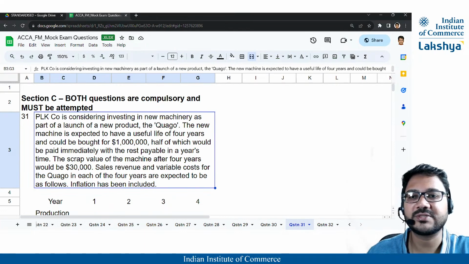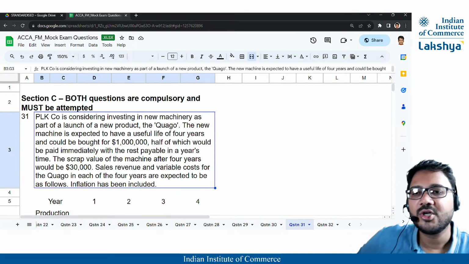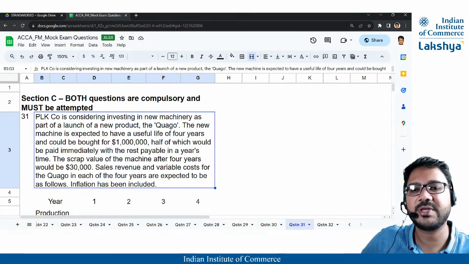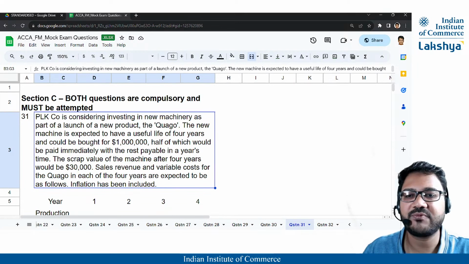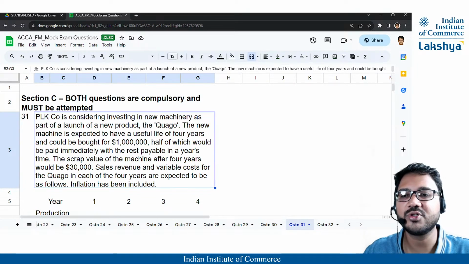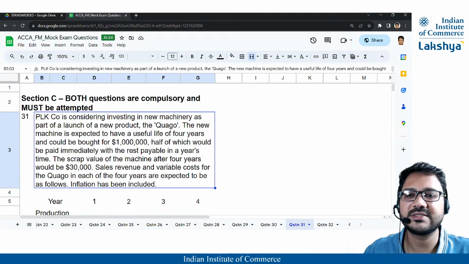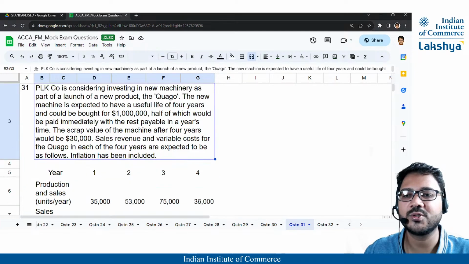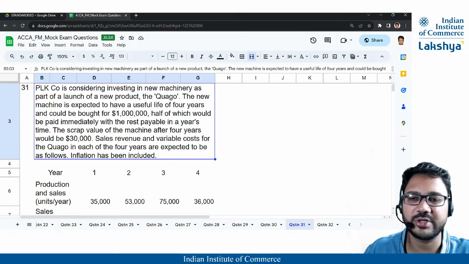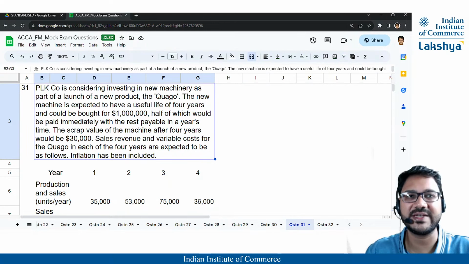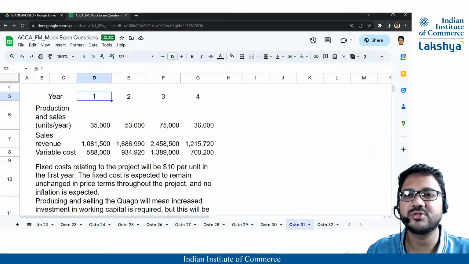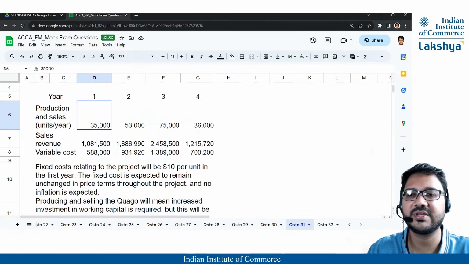The new machine is expected to have a useful life of 4 years and could be bought for $1 million, half of which could be paid immediately, with the rest payable in a year's time. The scrap value of the machine after 4 years would be $30,000. The sales revenue and variable cost for Quago in each of the 4 years are expected to be as follows. Inflation has been included, so the numbers have already been inflated. Okay, so we have year 1, 2, 3, 4. Production and sales has been given.